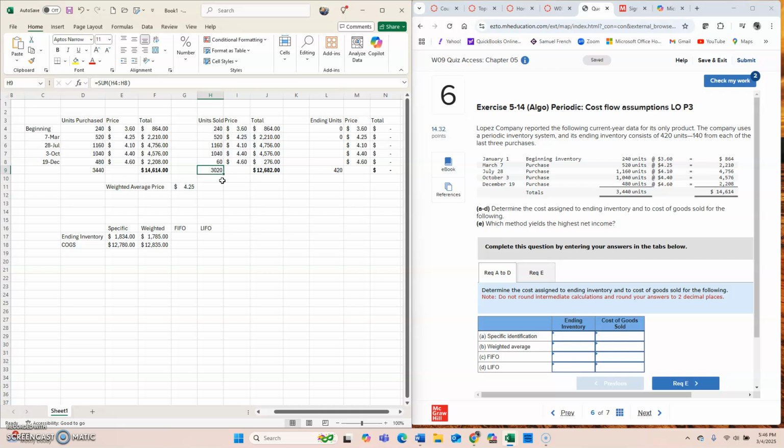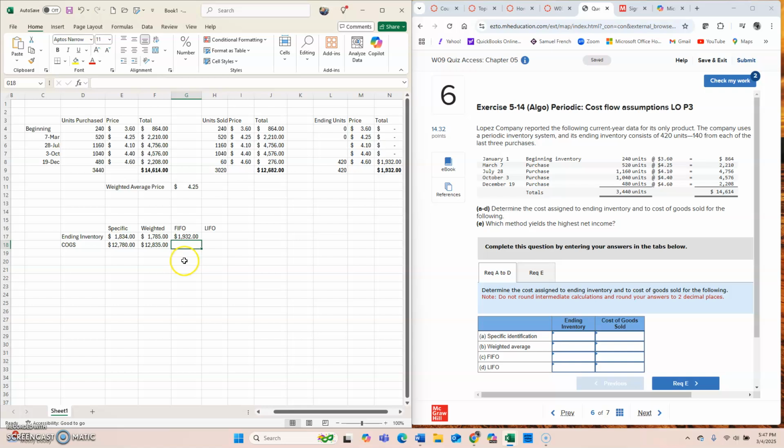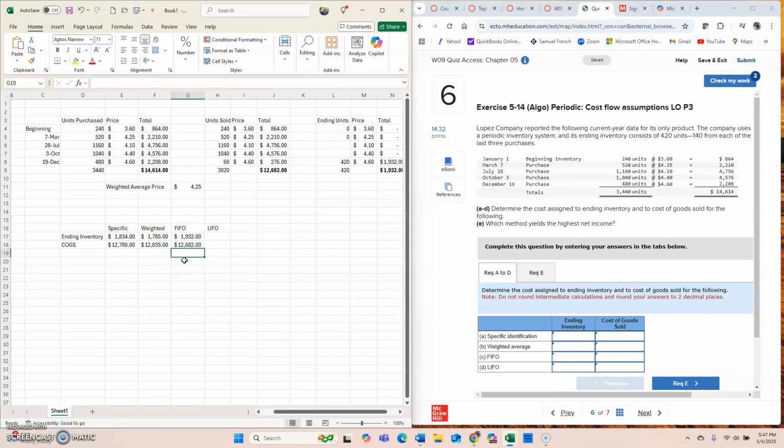So what we have left is now all we have left is 420 units from our last purchase on December 19th. And that is going to be at a price of $4.60. So our ending inventory amount is going to be $1,932. And our cost of goods sold is $12,682.